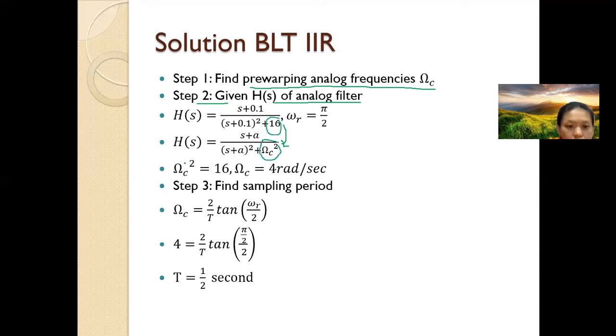We obtain that omega C square is equal to 16. So omega C is equal to 4 radians per second. Okay, we are done with our step 1, and step 2 is given. Then we go to step 3. Step 3 is to find the sampling period, our T.